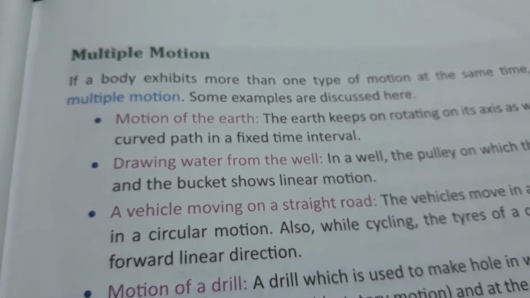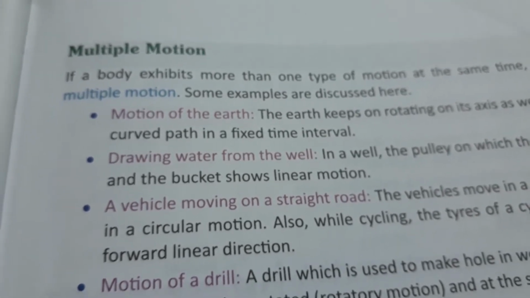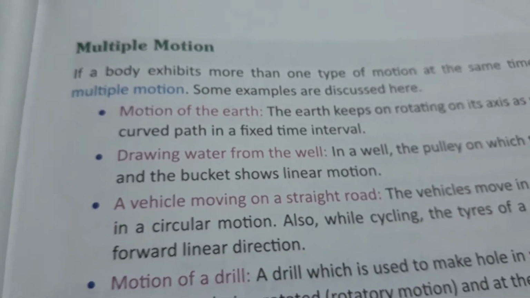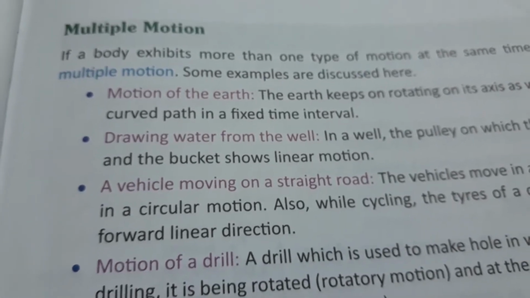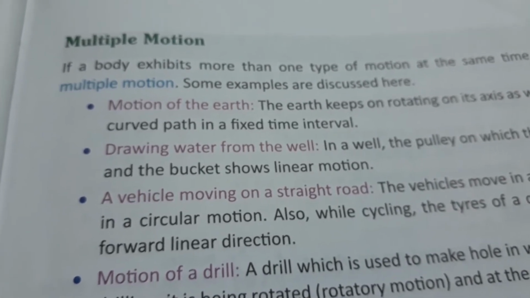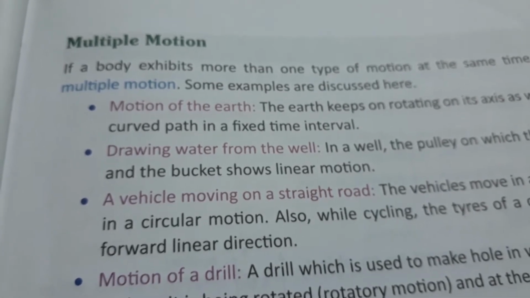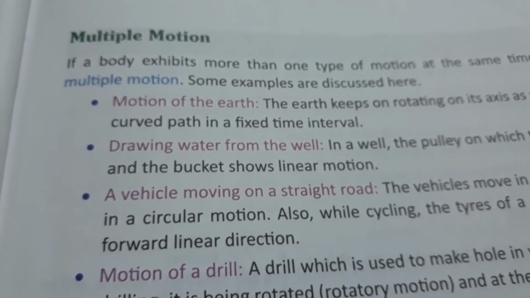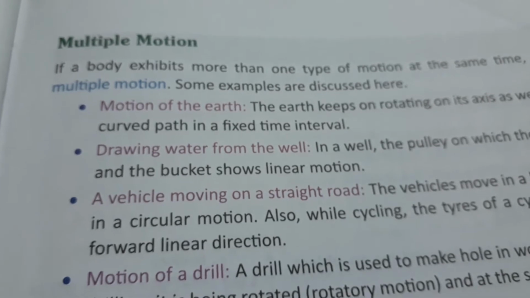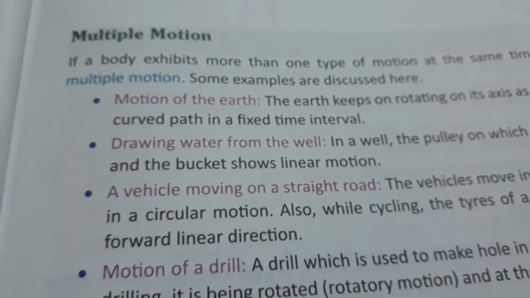Here, what is multiple motion? If any body exhibits more than one type of motion, it's called multiple motion. Examples: motion of the earth.